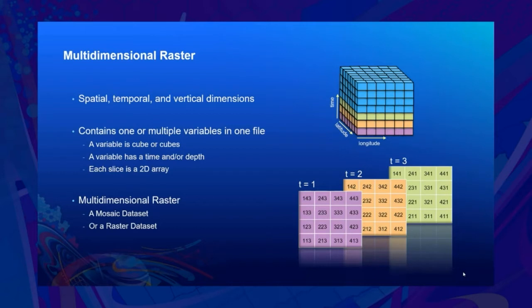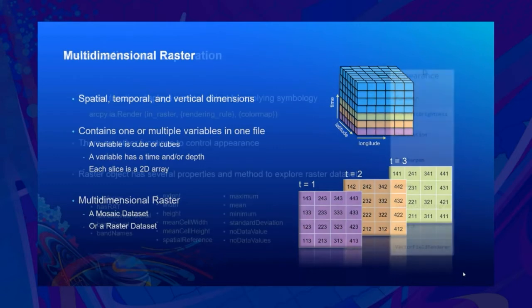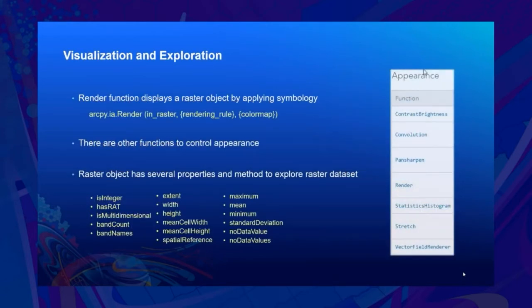As I said, with raster you want to visualize them, right? That is the first thing you want to do, and to do that you can use the ArcPy.ia renderer function to display it. Now if you are not happy with how it looks and you want to change it, you can of course use functions like contrast brightness, pan sharpen, or convolution to change how it looks. You can also use a spatial renderer like vector field renderer to display wind speed or ocean current.